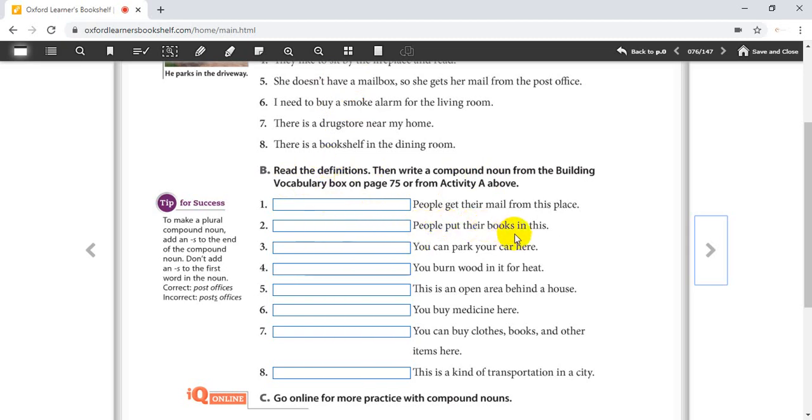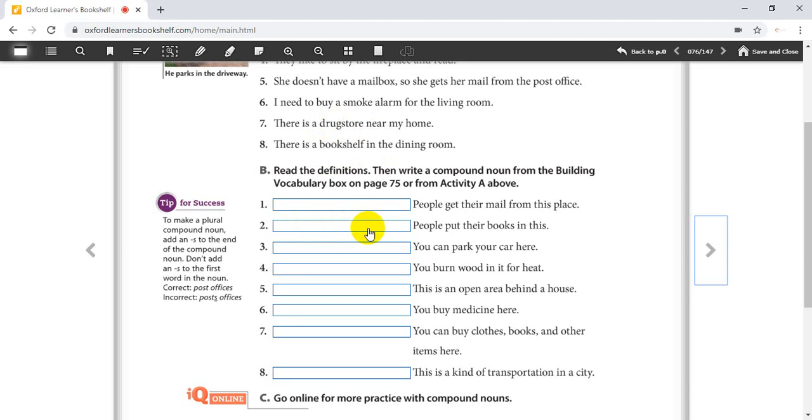People put their books in this. Where do people put their books? A bookshelf. Why did I select it? Because I can see the bookshelf. I don't want to move to pages, so that confuses you. So people put their books in this. Where do they put their books? In bookshelves. So this is how you're going to find out, and you have to write it down here.